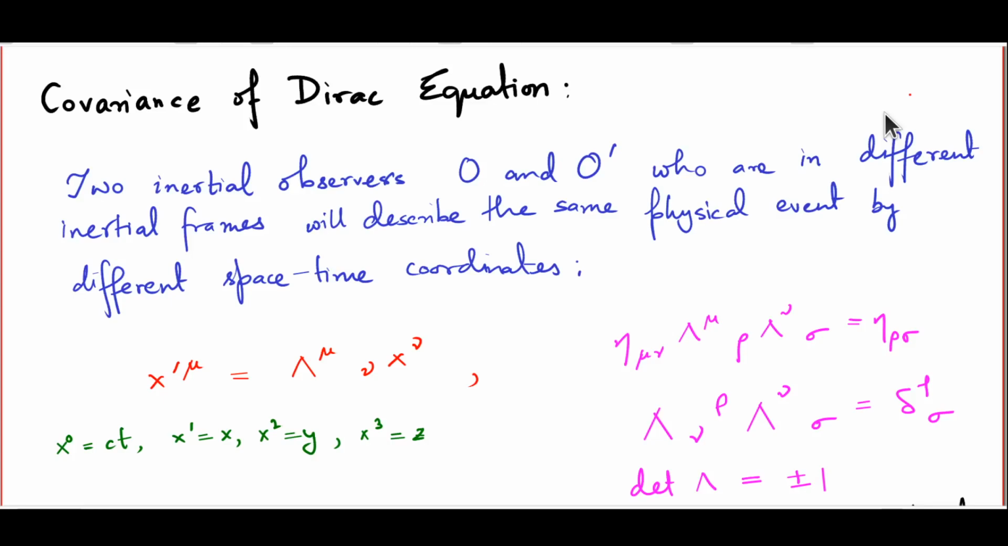In case these things are not familiar to you, please look it up, or you can take a look at my tensor analysis videos where these are described in some great detail. One immediate consequence of this relationship is that the determinant of the matrix lambda has to be equal to plus or minus 1, and we are going to make use of this result later.